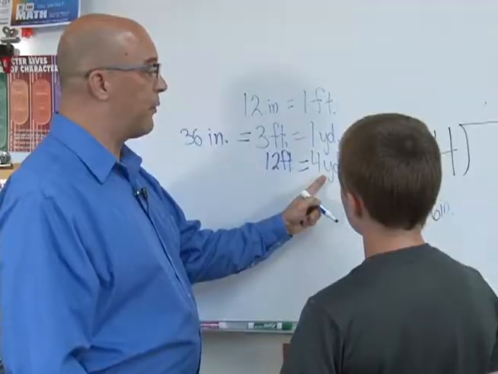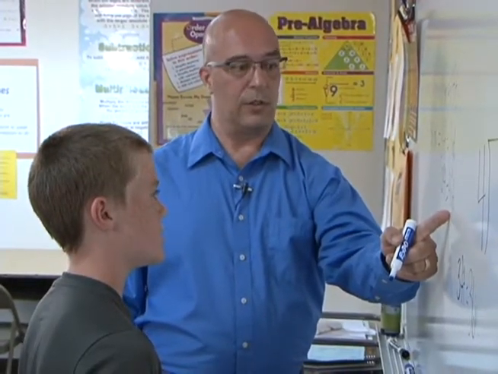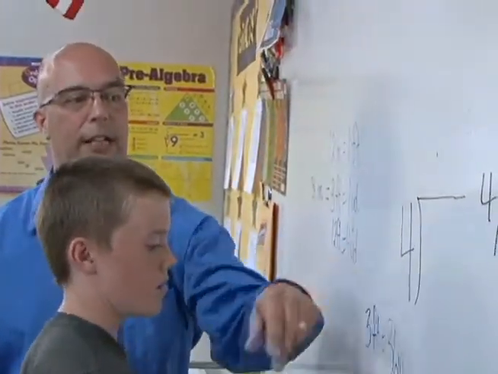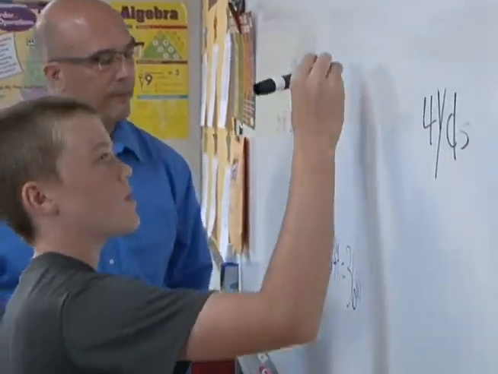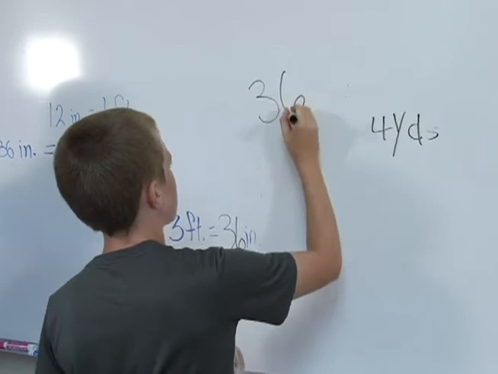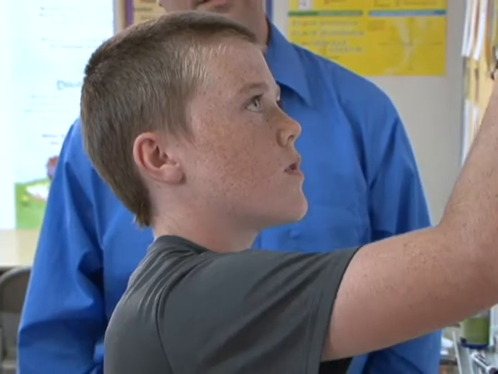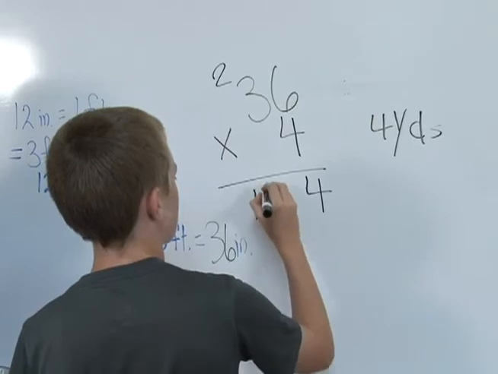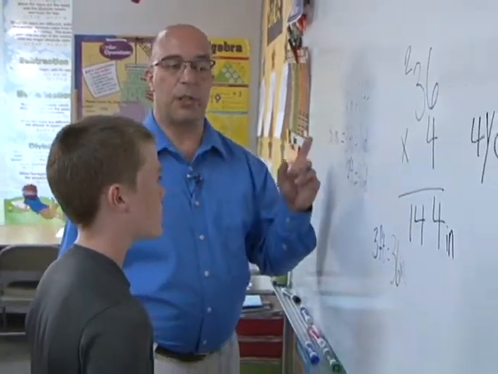Yes. Now we need 4 yards. So you would multiply 36 inches times 4. Try that. Okay. Here, go ahead and erase all that because you don't need that division anymore, right? Yeah. Okay. So what did you come up with? 144 inches. So you're saying that 4 yards is equal to 144 inches.